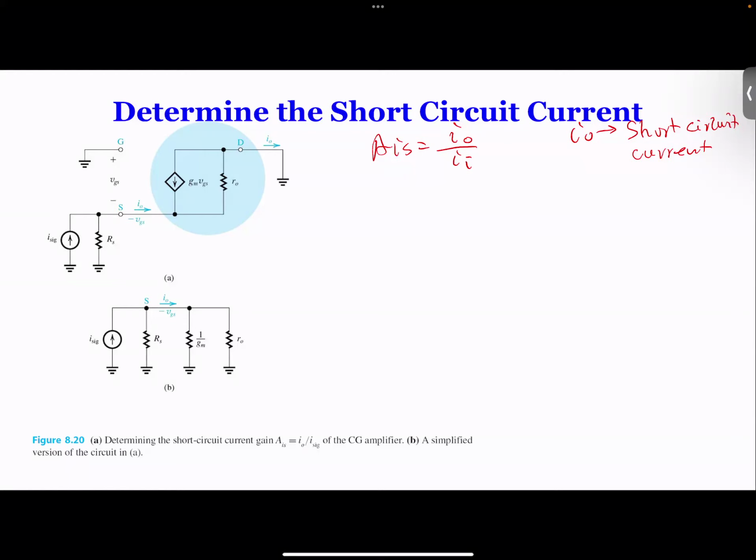Now the middle one is actually here. This one here is Gm times VGS. We can convert it into 1 over Gm. Why in this case can we, when in the previous one we cannot? Because you look at what VGS is.